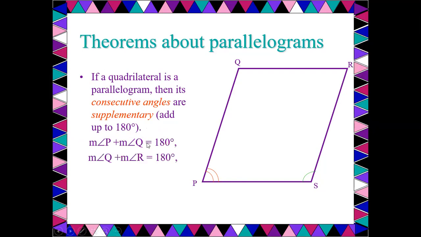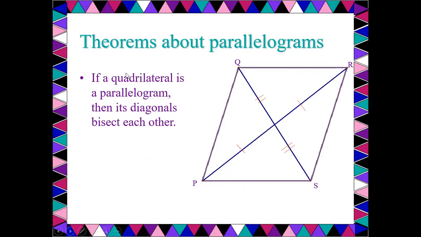Okay, measure of angle P plus measure of angle R. Ayan, measure of angle P plus measure of angle Q is 180 degrees. Then measure of angle Q plus measure of angle R is 180 degrees. Then measure of angle R plus measure of angle S is 180. Then measure of angle P and measure of angle S is also 180 because they are supplementary angles. All right?